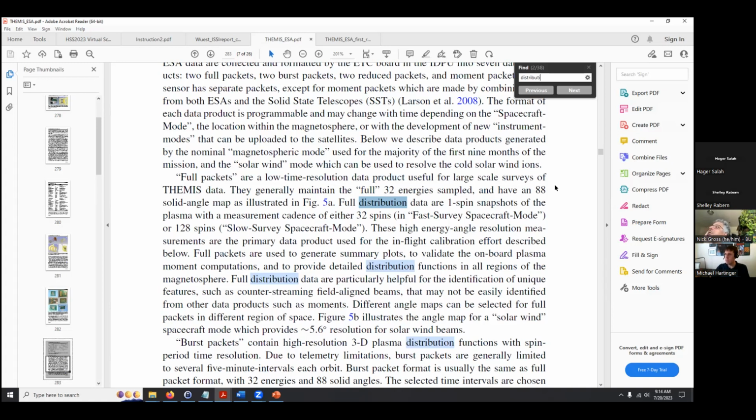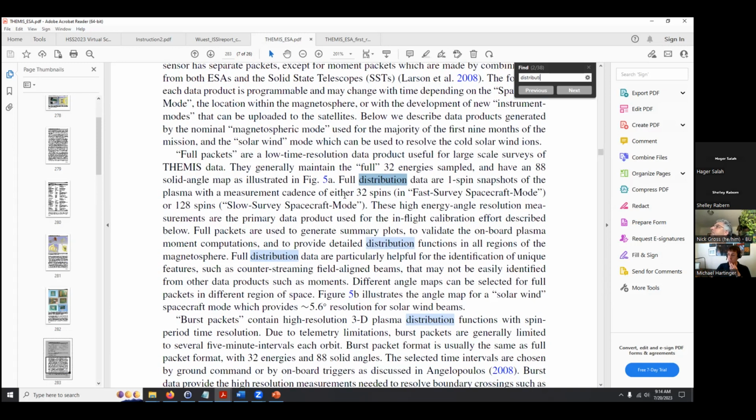What I'm reading right now is the instrument paper for the Themis ESA and how they actually get the distribution function from the counts, basically how they get the distribution function from the measurements. But I think even better to start with would be to find a textbook reference on the distribution function. And I can probably find one, if I can't find it in my reference.